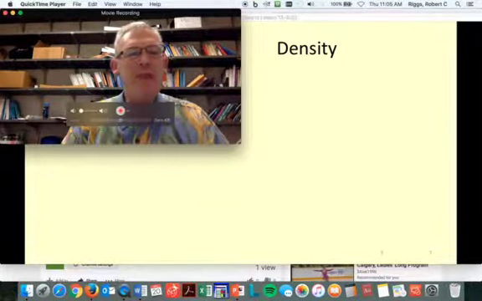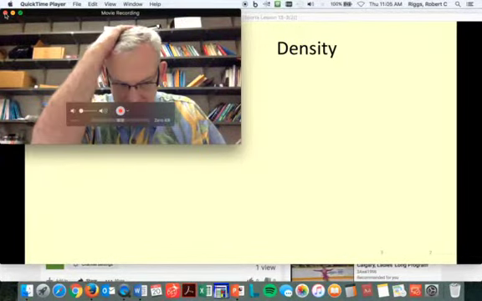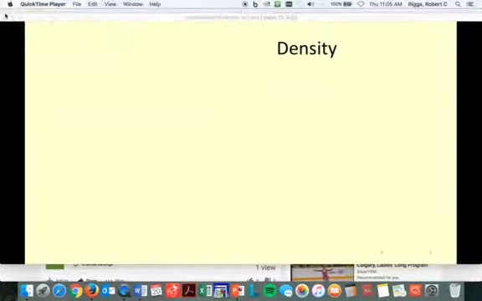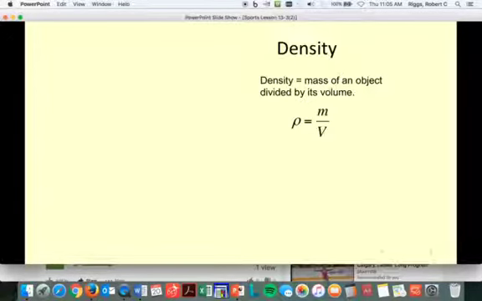Anyway, I accidentally erased what I did on this last time. So let's talk about density. Density we've already talked about before. You figured out the density of a baseball in your last problem. And so density is the mass of an object divided by its volume, P over V.